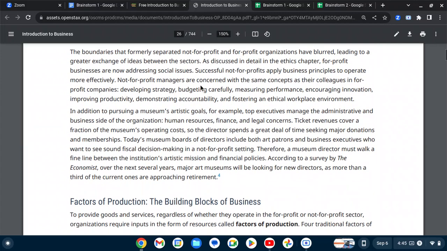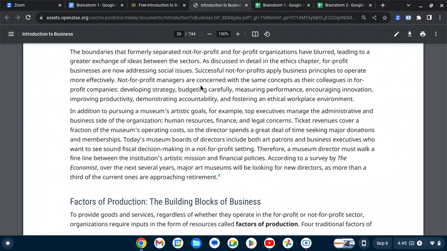The boundaries that formerly separated not-for-profit and for-profit organizations have blurred, leading to a greater exchange of ideas between the sectors. As discussed in detail in the ethics chapter, for-profit businesses are now addressing social issues. Successful not-for-profits apply business principles to operate more effectively. Not-for-profit managers are concerned with the same concepts as their colleagues in for-profit companies: developing strategy, budgeting carefully, measuring performance, encouraging innovation, improving productivity, demonstrating accountability, and fostering an ethical workplace environment.